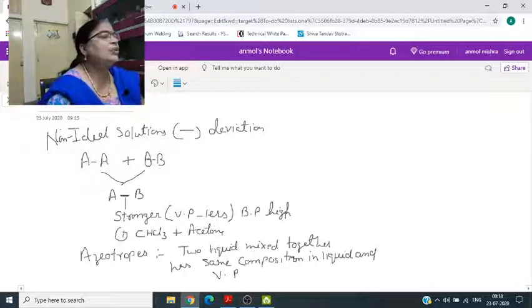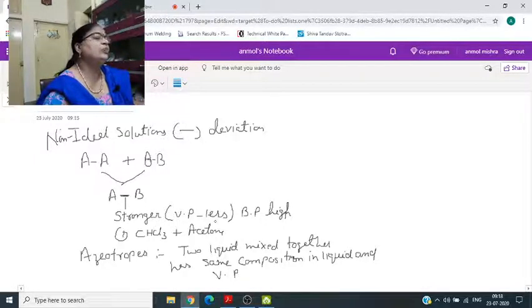Now we have studied positive deviation, where the boiling point is low, so they are called minimum boiling azeotropes, and negative deviation, where the boiling point is high, so they are called maximum boiling azeotropes.